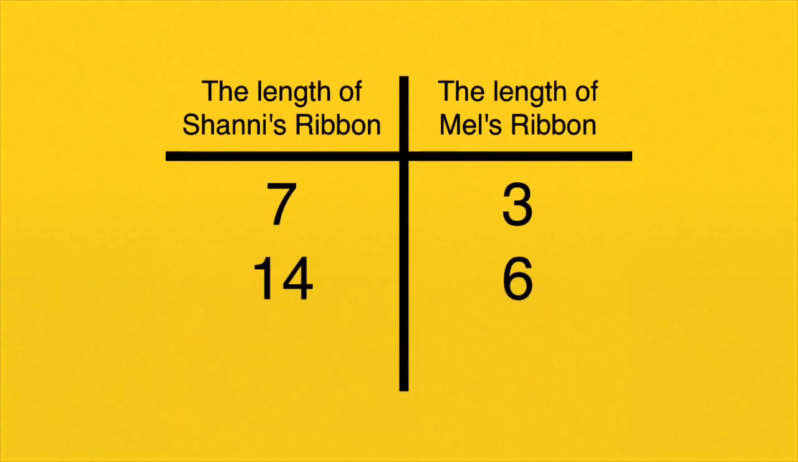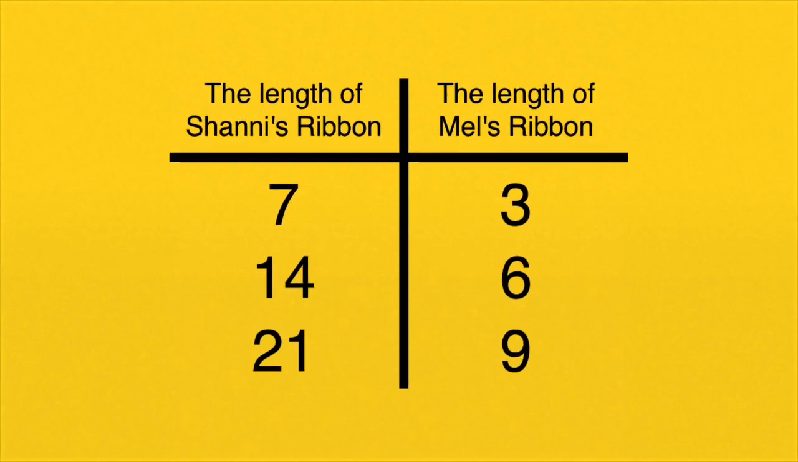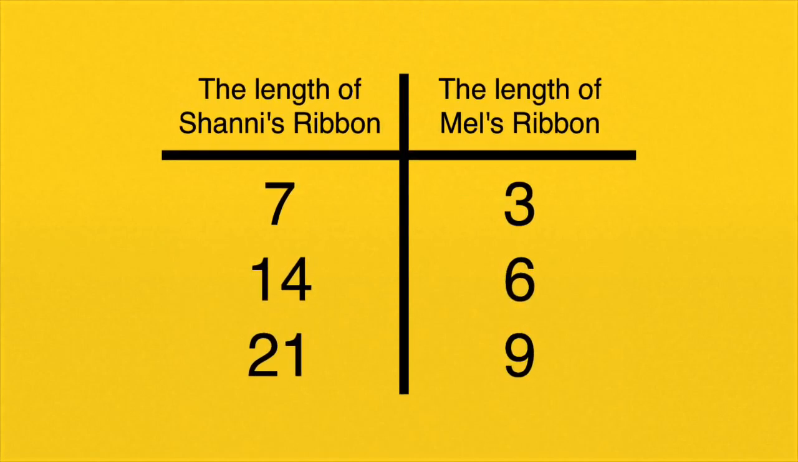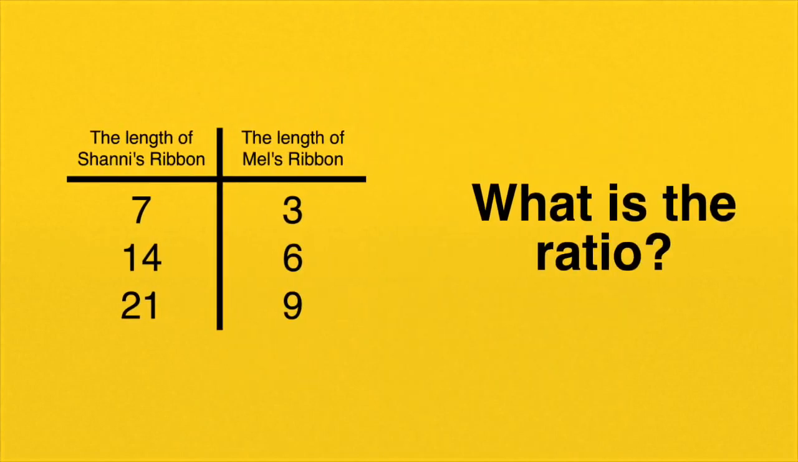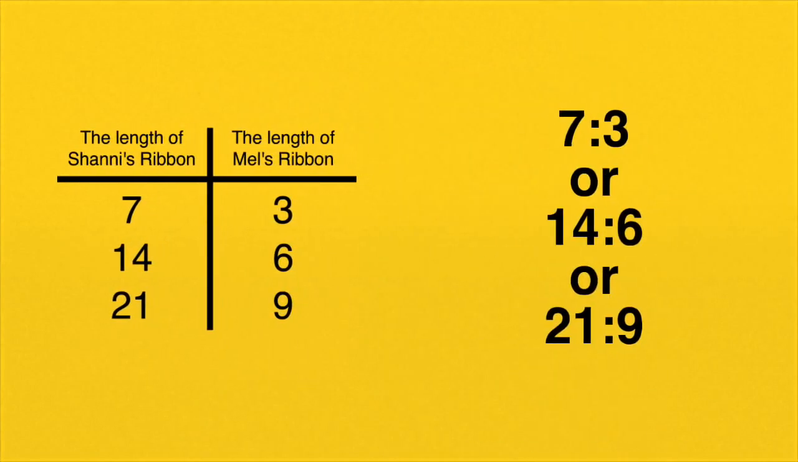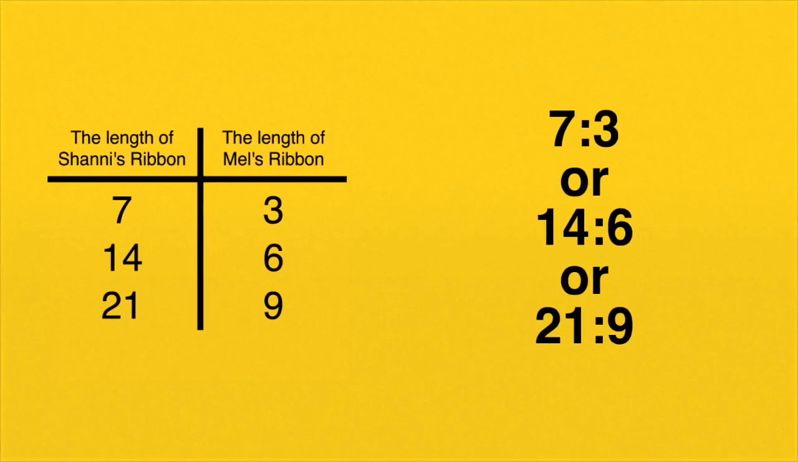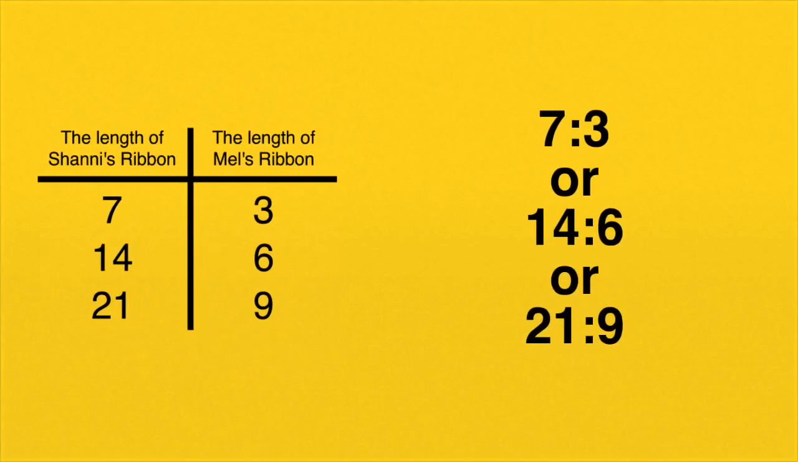Let's record our data back in our table. And now we can put that if Shawnee's ribbon is 21 inches, then Mel's has to be 9. And so, again, what's our ratio here? Is it 7:3, or is it 14:6, or possibly 21:9?